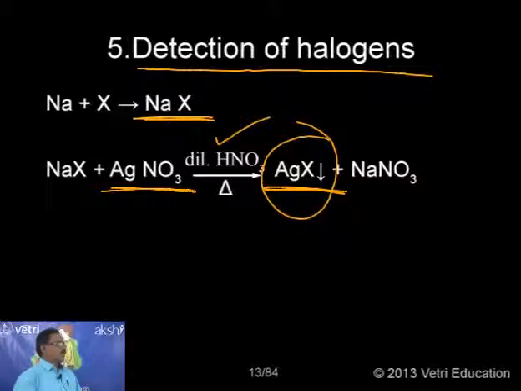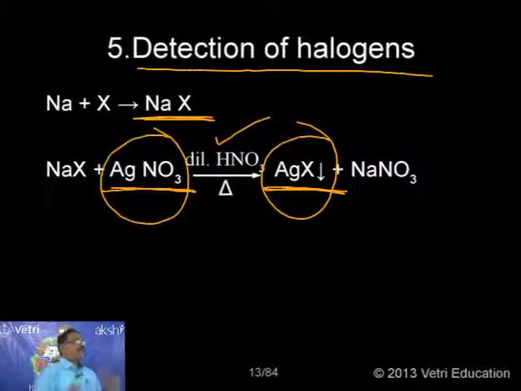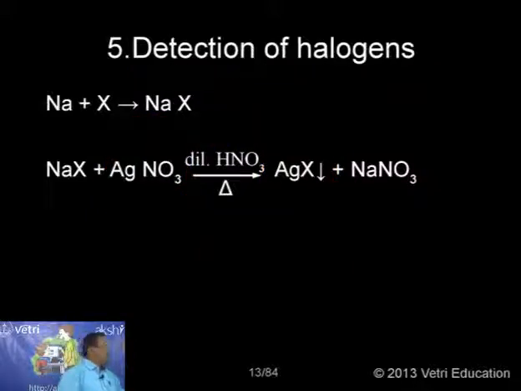Let me repeat again. To 1 ml of sodium fusion extract, we have to add a few drops of dilute nitric acid and heat strongly. After heating, cool the solution. To the cooled solution, we have to add silver nitrate. When we add silver nitrate, a silver halide will form. Depending upon the nature, chlorine means white, bromine means light yellow, and iodine means dark yellow precipitate will form. So from the color of the precipitate, we can see whether it is chlorine, bromine, or iodine.